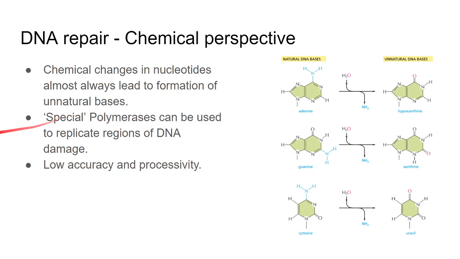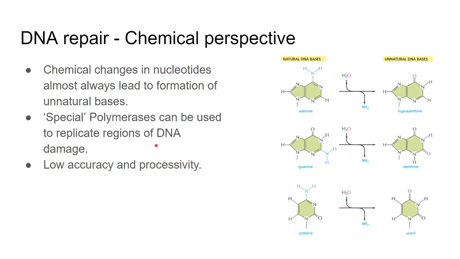And then you have special polymerases. These are special polymerases because they can be used to replicate regions of DNA damage. If there is damage, you get these special polymerases to act. But these special polymerases can act on these damaged regions, but they have a low accuracy and processivity. Since there's DNA damage on the template strand, the special polymerase guesses what could be the strand, and it adds a nucleotide according to its wishes. So it will guess what could be the nucleotide here and add it on its own. So this is a very inaccurate process. You don't want this to occur a lot. So after it has replicated about 10-20 nucleotides, it will leave.